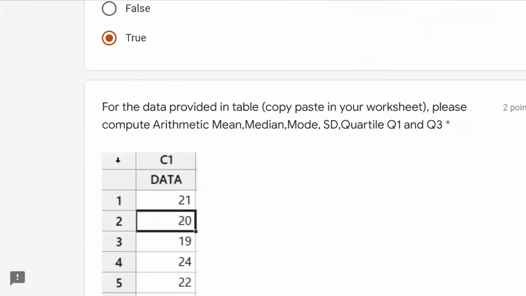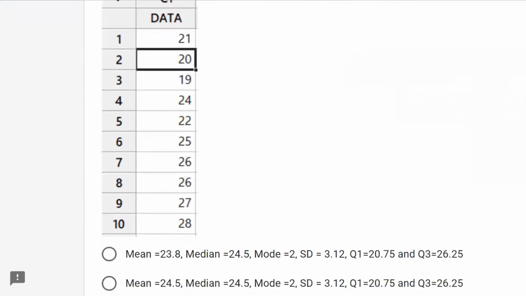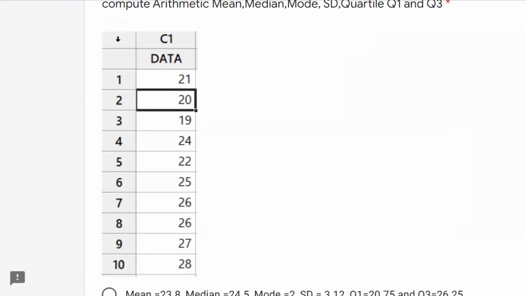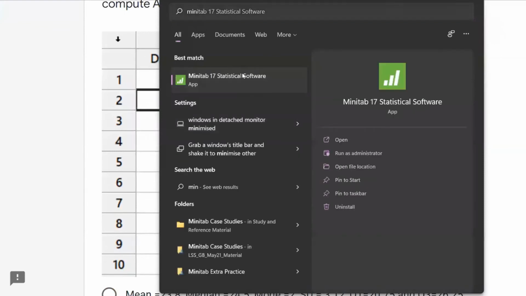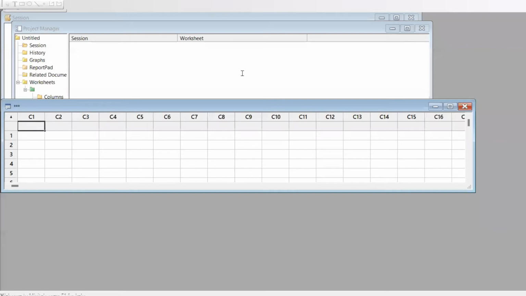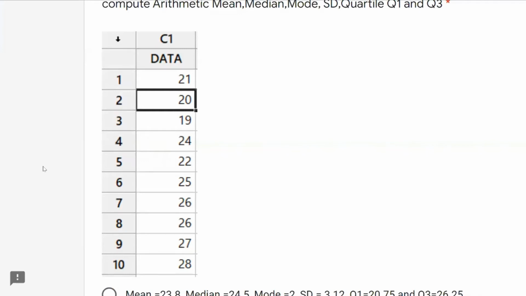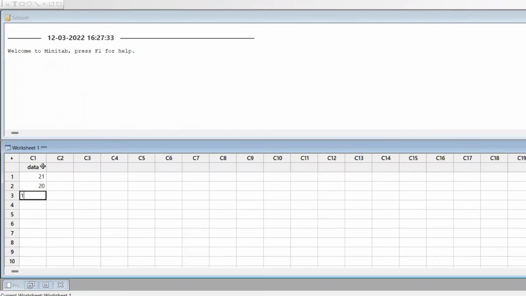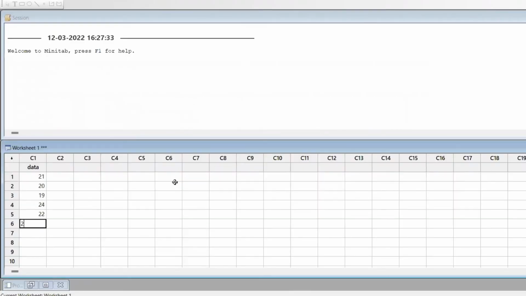For the data provided in the table, copy paste into a worksheet, and please compute arithmetic mean, median, and all that. So what I will do, I will just open up Minitab. I have the older version, Minitab 17. Opening up this one. All I have to do is copy paste these values. Then we can compute. So the data includes 21, 20, 19, 21, 20, and 19. And then you have 24, 22, 25, 24, 22, 25.